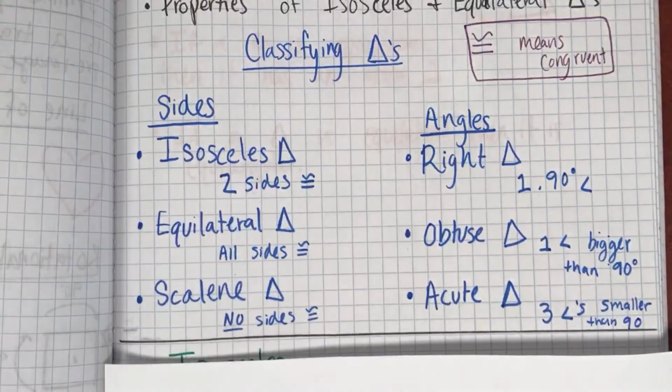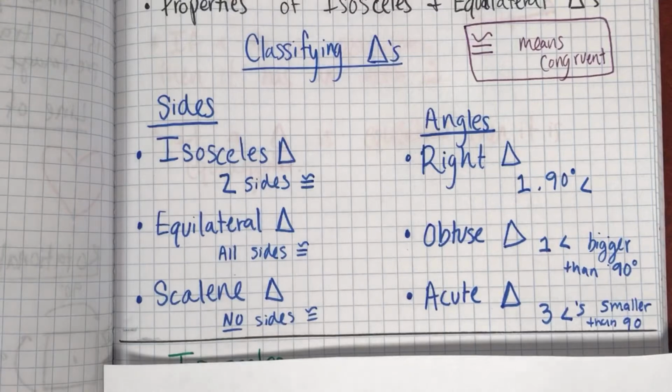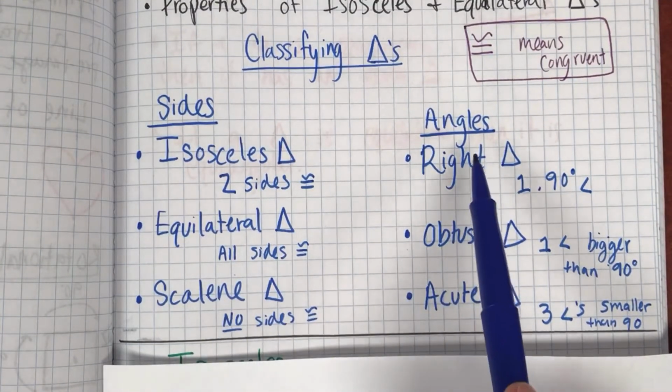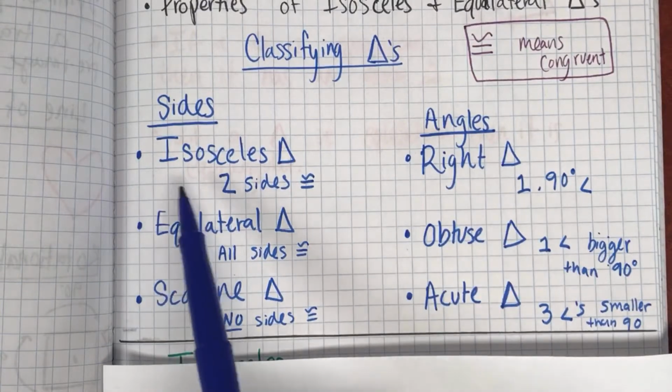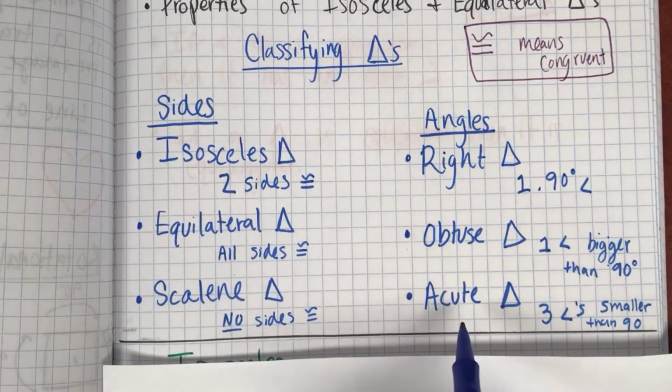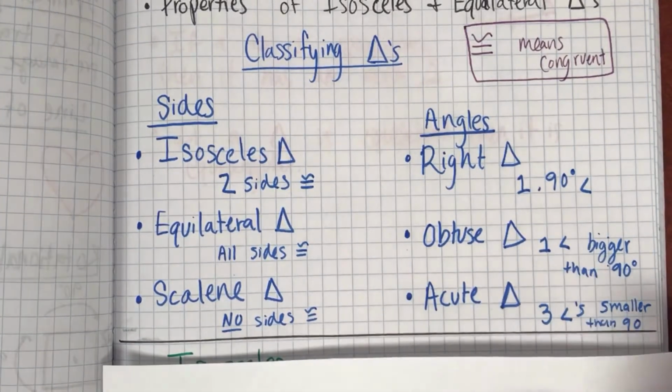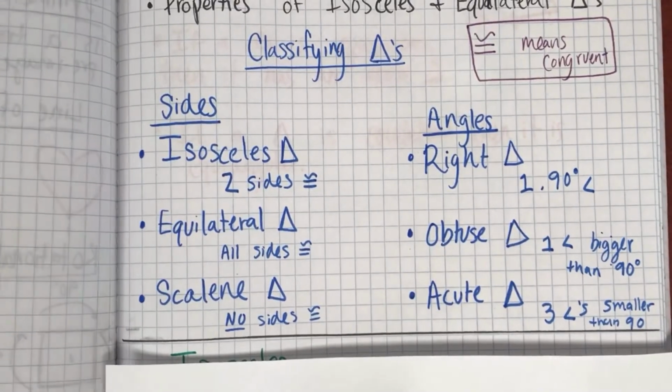And so when we classify, we can actually classify by both. I can have a scalene right triangle, or an isosceles acute, or an equilateral acute, or an obtuse scalene. So we can use those together or even just apart.